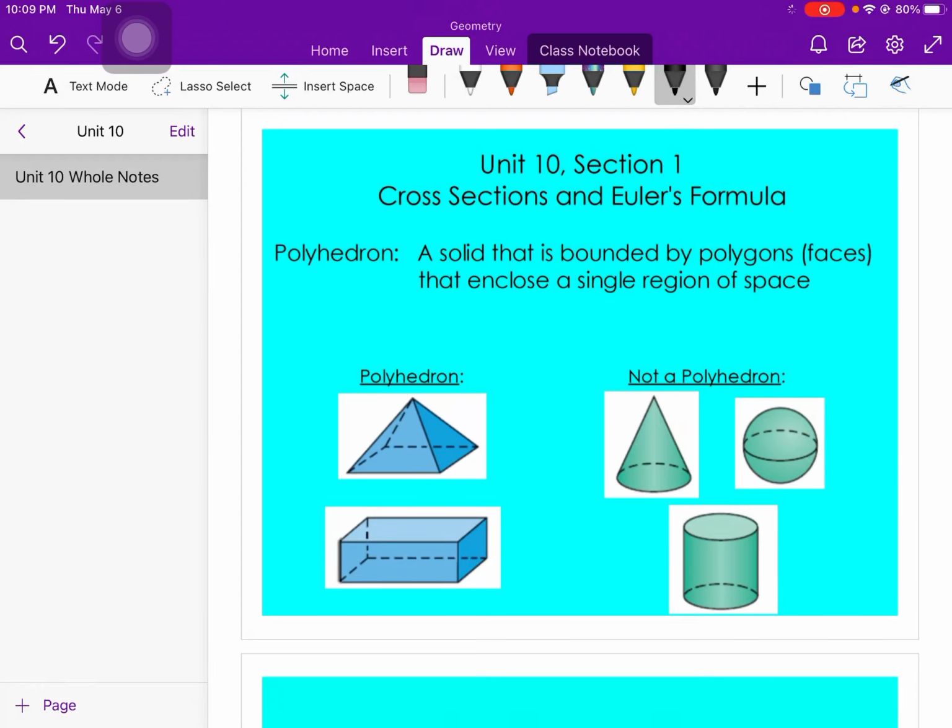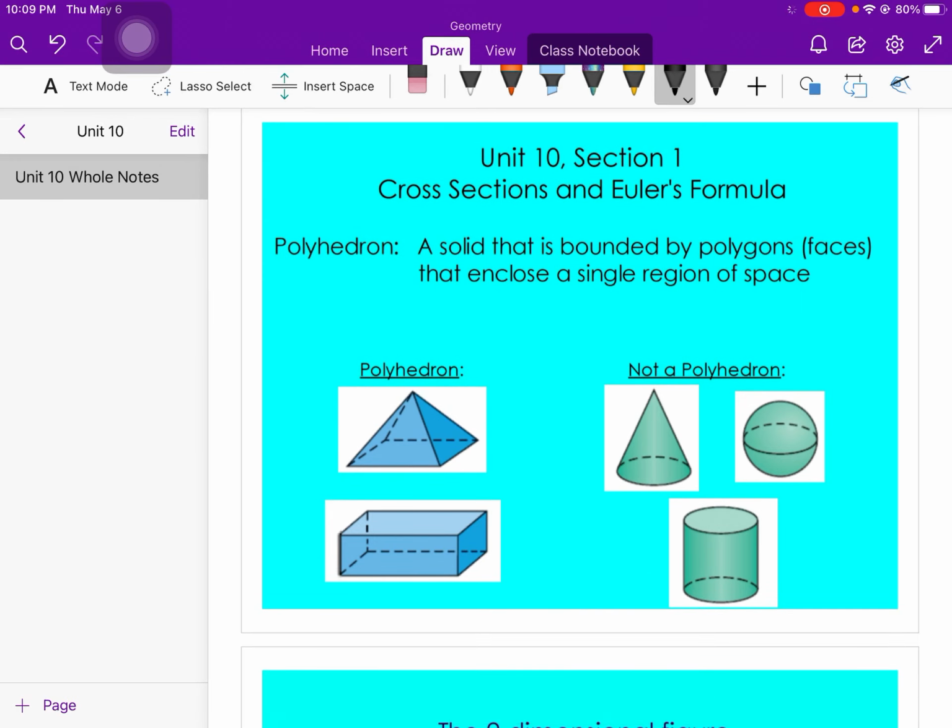Hey guys, welcome to Unit 10, Section 1. Today we're going to be talking about cross-section and Euler's formula. I know it looks like Euler's, but it's pronounced Euler's.